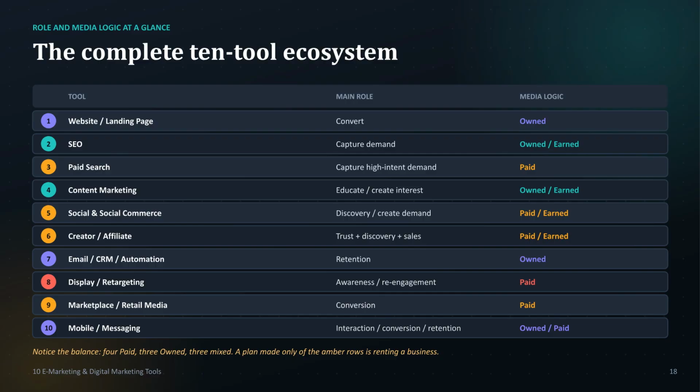This chart shows the complete ecosystem. Notice the balance: 4 paid tools, 3 owned, and 3 mixed. If your plan consists only of the amber rows, the paid channels, you are merely renting a business.